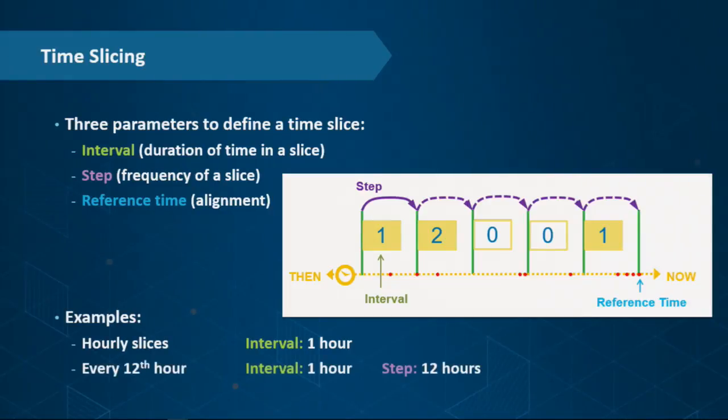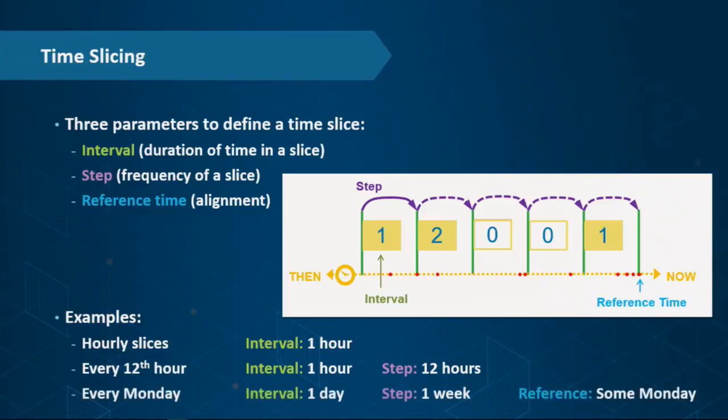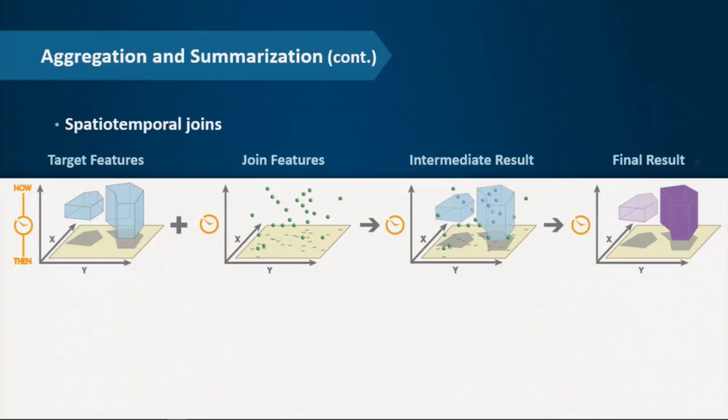If you want to have a 1 hour interval every 12th hour, you'd set your interval to 1 hour and your step to 12 hours. If you want to summarize your data into every Monday, you would set your interval to be 1 day, you'd set your step to be 1 week, and you'd set your reference time to be some Monday. Okay? It's not too hard. I think everyone can understand that.